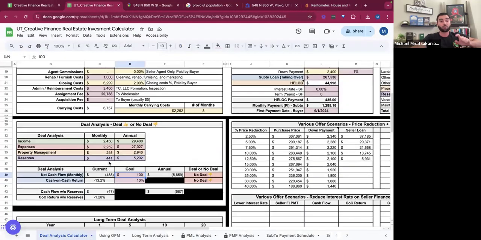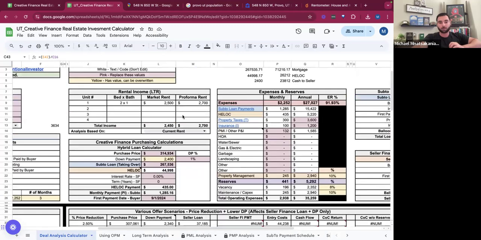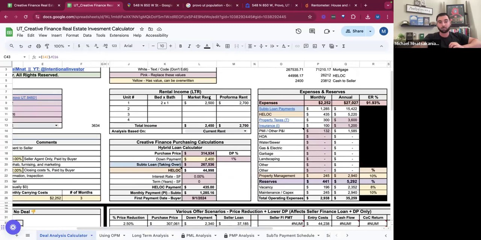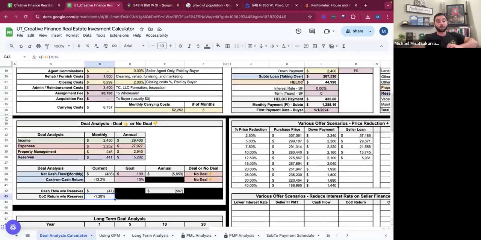I will say one thing I do analyze is what does the property return look like without reserves? So that's basically adding back this 441 that you set aside for vacancy and capital expenditures and maintenance, right? That 18% of the rental income that you're setting aside. These values will go down or up depending on what the rental income is. So you're actually going to need more than 3,000 since these will all go up based on your rental income. Because I like to know my net cash flow and my cash on cash return.